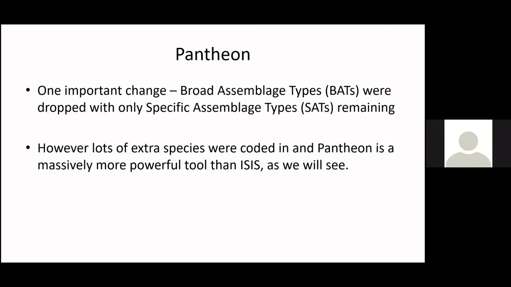But the most important thing that happened was that broad assemblage types were dropped, with only the specific assemblage types remaining. And that seems to have been down to the validity of the science behind the broad assemblage types. I think that's a shame, personally. I always have, because the broad assemblage types were really useful, particularly for sites that weren't SSSIs, and they gained currency amongst planners and consultants doing that sort of work.